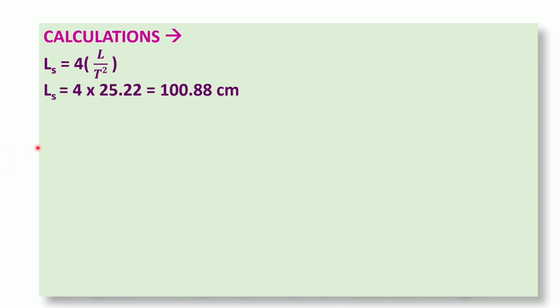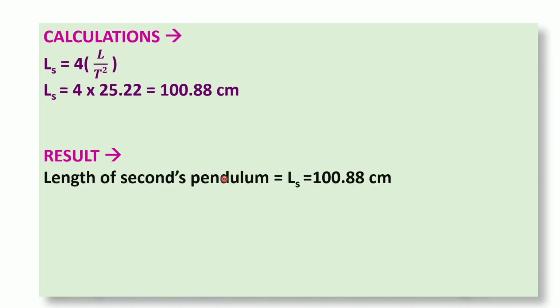Now as we have obtained the average value of L by T square, which is 25.22 centimeter per second square, we'll substitute that value in this formula to calculate Ls, the length of the seconds pendulum. So we'll multiply 25.22 by 4 and we'll get the exact value, which is 100.88 centimeter. This is the length of the seconds pendulum and this is our result of this activity. So we'll write down the result. Length of seconds pendulum Ls is 100.88 centimeter, which is nearly equal to 101 centimeter.